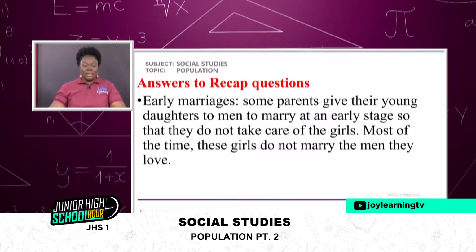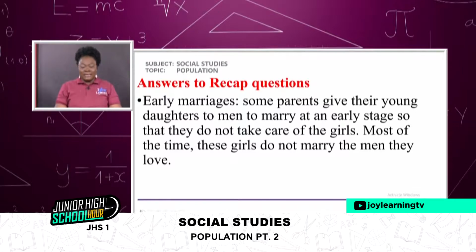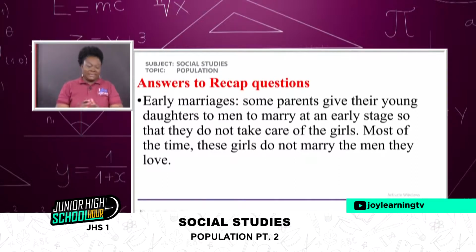So let's look at the answers to the recap questions. You're just recapping all that we have learned on effects on population. So 1, early marriages. Some parents give their young daughters to men to marry at an early stage so that they do not take care of their girls. Most of the time, these girls do not marry the men they love. Look at that. Right.